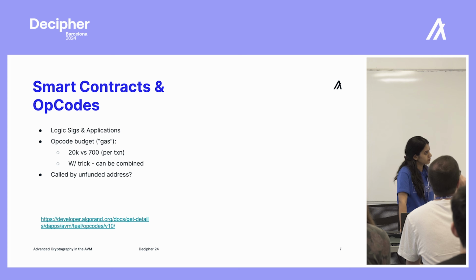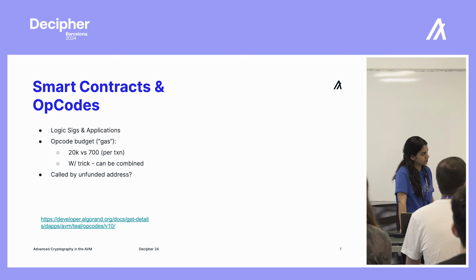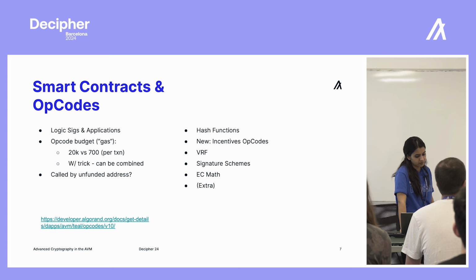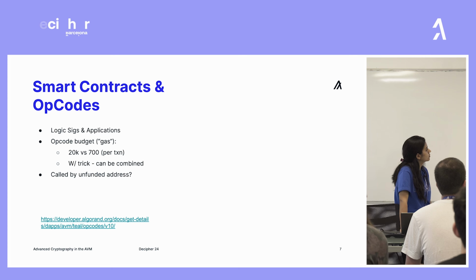And there's a trick that allows us to combine these two types of smart contracts to basically make full utilization of all the opcodes that we have. And there's a really cool thing that you can do with logic SIGs, which is that you can call them with a so-called unfunded or uninitialized address. That's an address that's just a public key that's been generated, but it actually hasn't been funded yet on chain.